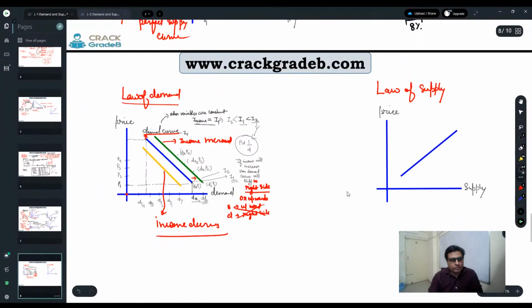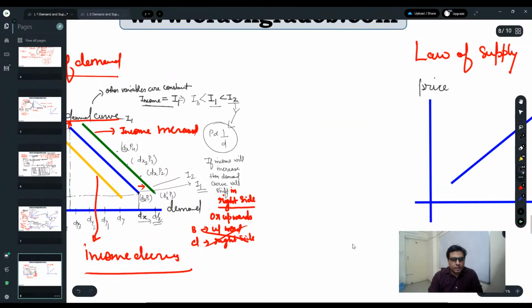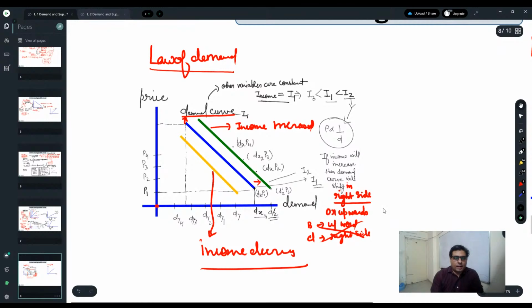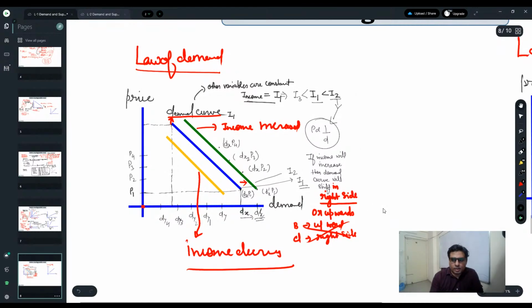And after that, we went back to the law of demand. In the law of demand, I introduced the income variable. The law of demand said that if other variables are constant, then price is inversely proportional to demand, right? So we changed the income variable. Earlier income was constant at I1 and this curve was drawn, and then we increased the income. When income is increased, the demand curve shifts in the right direction or upwards. But when income is decreased, the demand curve shifts to the left or downwards, right?